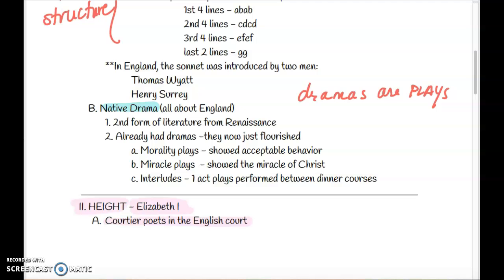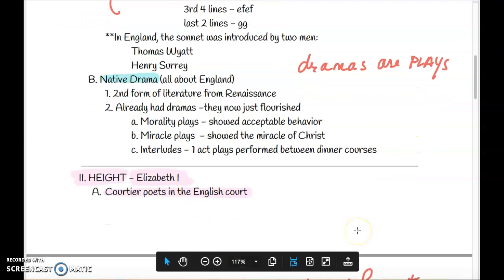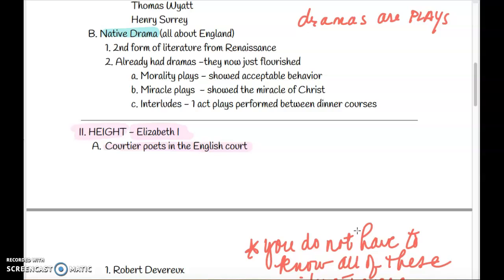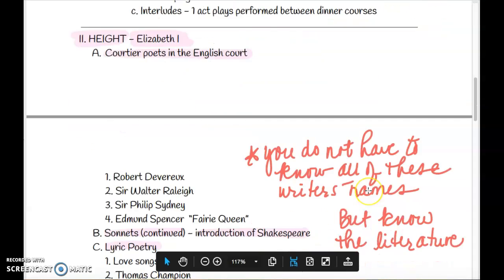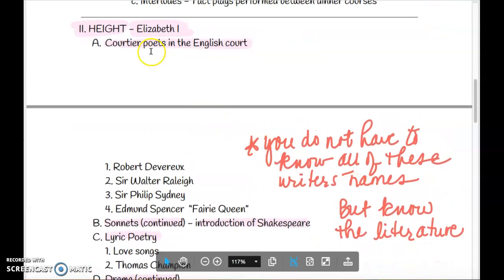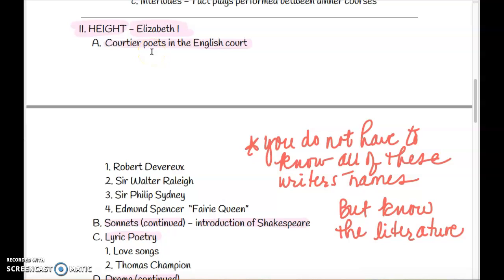All right, so now we move into the height of the Renaissance, keeping in mind that Elizabeth I is now ruler during this time, and she was very much a fan of flourishing literature and the arts, etc. So what we're going to look at here is courtier poets, right? They were in the court of England. They were brought into the court. They were sponsored to be paid to do their art in the court of the Renaissance.